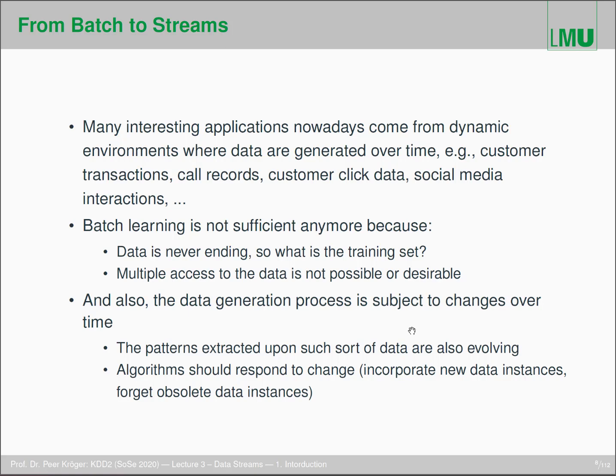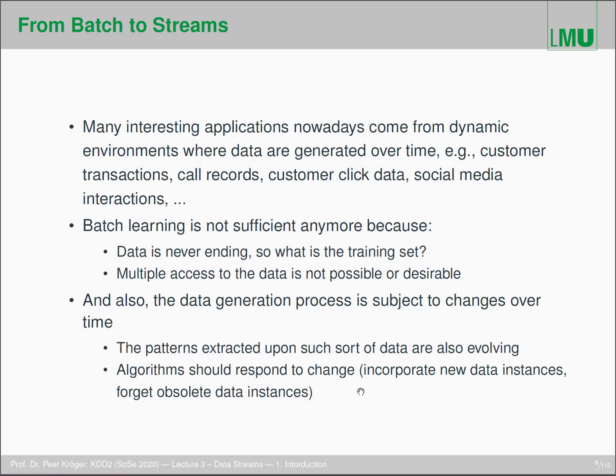And also, since the generating process is subject to changes over time, it changes and evolves over time, the patterns, of course, may change, and the algorithms should also respond to the changes. So the patterns that you computed for one specific time frame may be changing in the next time frames. So algorithms should somehow account for or address this pattern evolution.